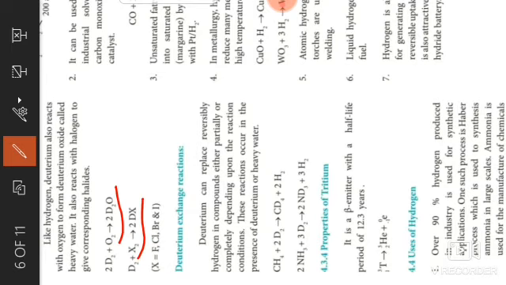What is meant by an exchange reaction? Here CH4 is methane. In the CH4 molecule, instead of H, deuterium is exchanged, so it becomes CD4. Here NH3 becomes ND3. So these are all the exchange reactions of deuterium.